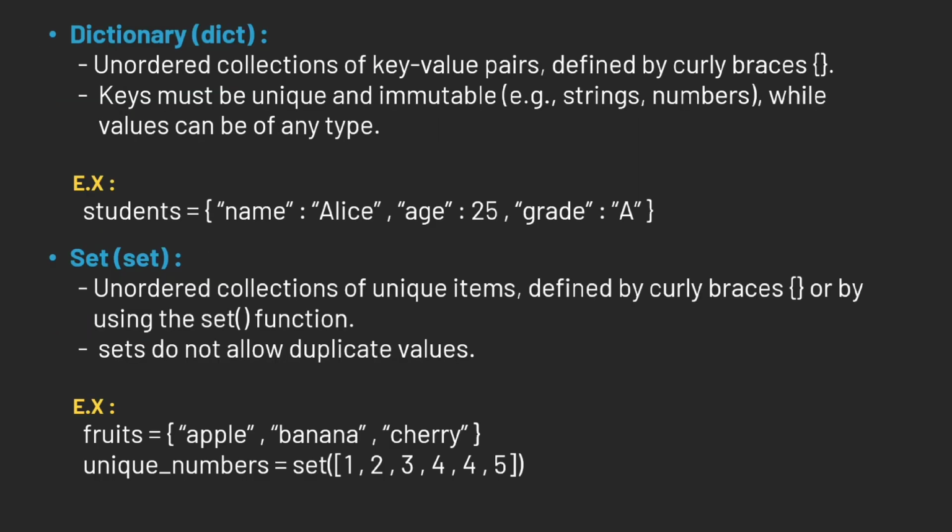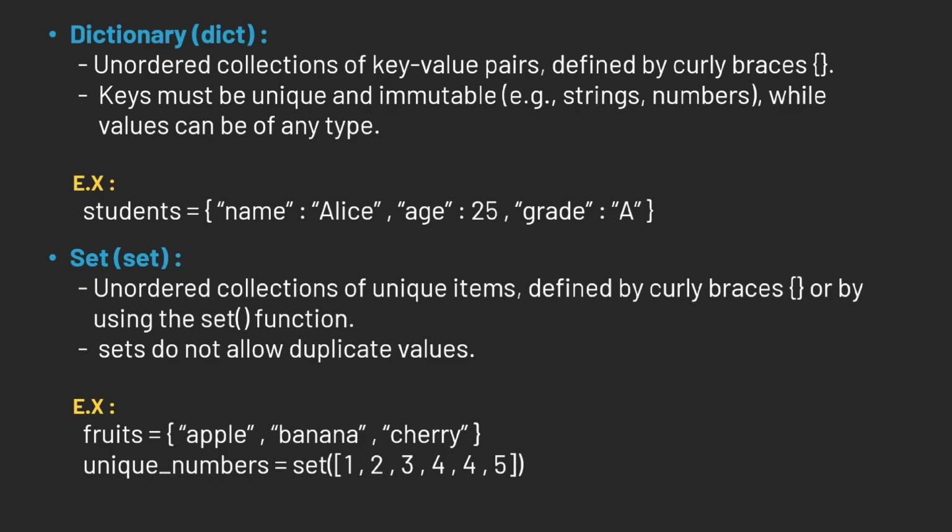Third, dictionary. Imagine a dictionary where you look up words and find their meanings. In Python, a dictionary is a collection of key value pairs. Unlike list, dictionaries don't have a specific order. It consists of keys and values. Keys are like the words in our dictionary. They must be unique and immutable, like strings or numbers. Values are the meanings associated with the keys. They can be of any type.